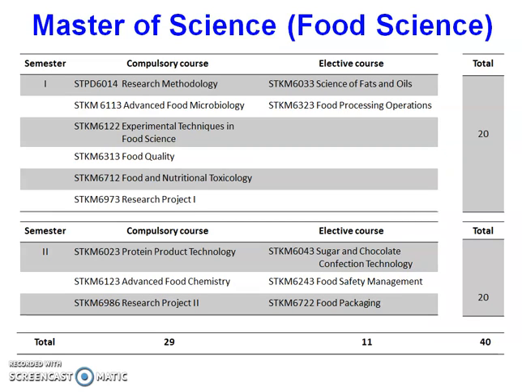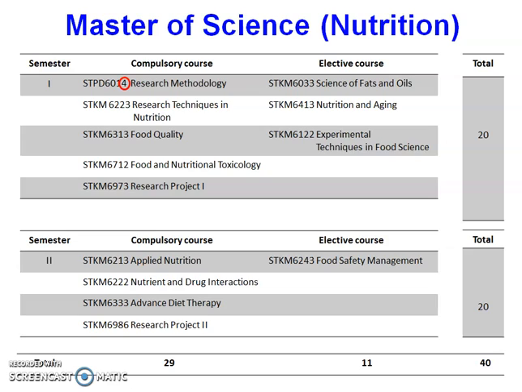This is the list of subjects for the Master of Science Food Science program. The compulsory courses are listed in the second column, while the elective courses are listed in the third column. You can choose any of the elective courses to meet the course credit hours on top of the compulsory courses. This is the list of subjects for Master of Science Nutrition students. As you can see here, there are some courses that are similar to Master of Science Food Science students, so you'll be sharing some of the courses together.